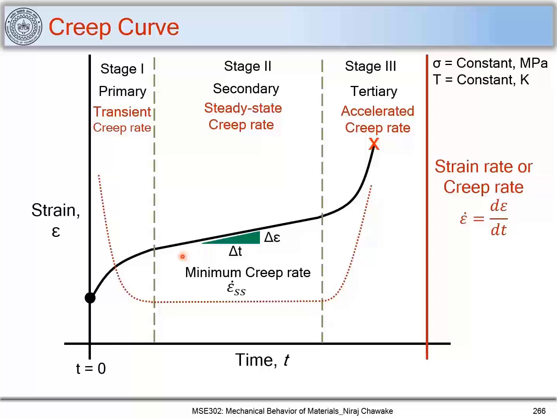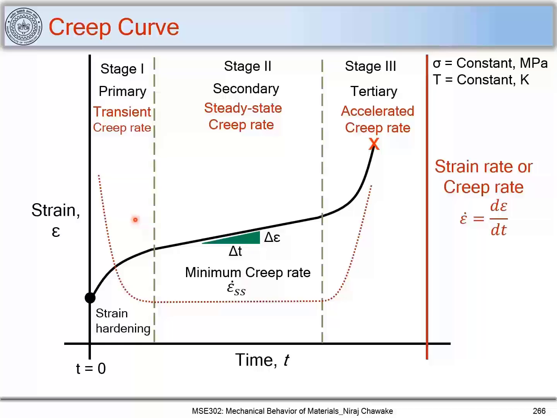For most of the engineering applications, we focus on this steady state creep rate, or the secondary creep region, or stage 2 region. And this parameter, the steady state creep rate or minimum creep rate, is used for designing creep resistant materials. And you can find this minimum creep rate by finding out what is the strain accumulated in this region and what is the time needed for accumulation of this strain. And if you find out delta epsilon upon delta t, you get the minimum creep rate.